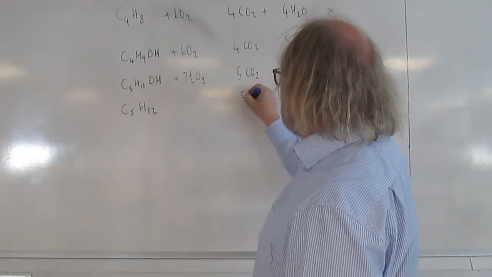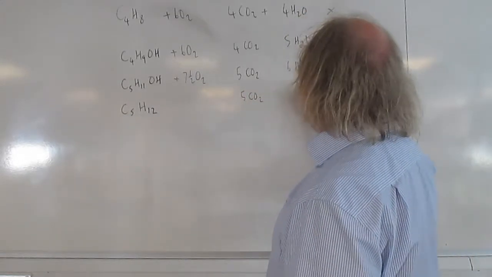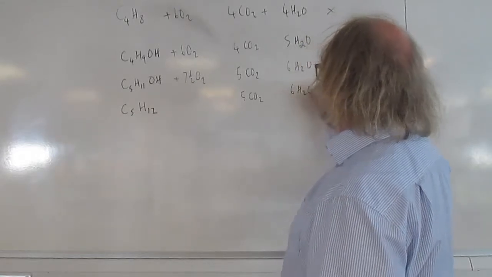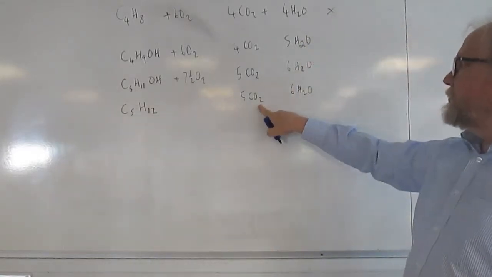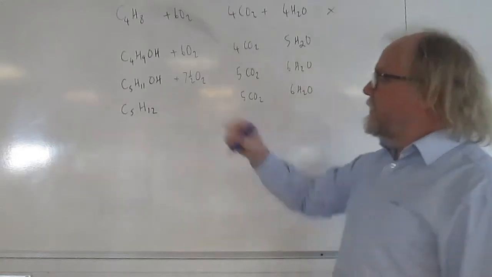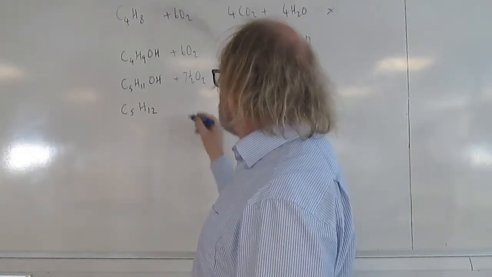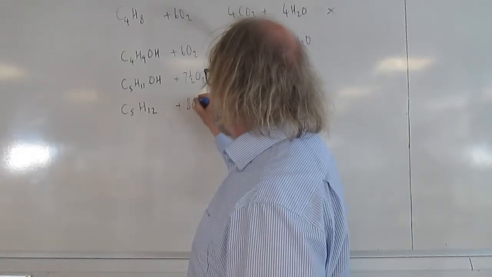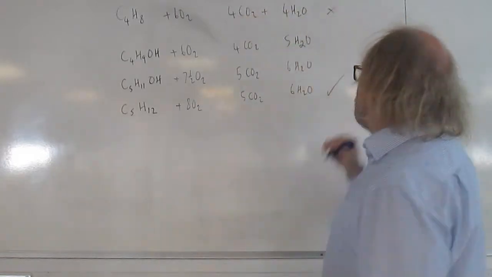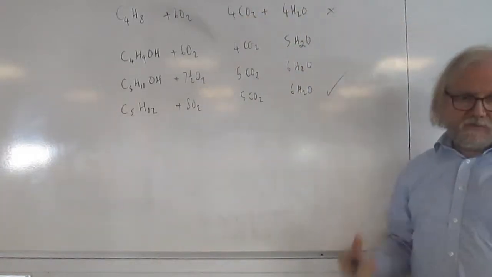So we've got 5 carbons and 6 waters. So 5 2s are 10 oxygens, plus 6 is 16. None of them are already there, so we need all 16, which is 8 O2. And therefore, finally, that one is the answer. So D for that question.